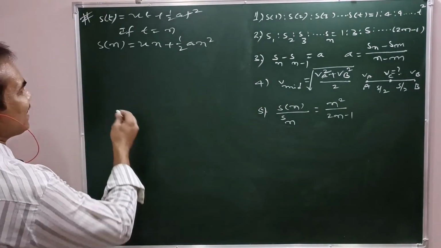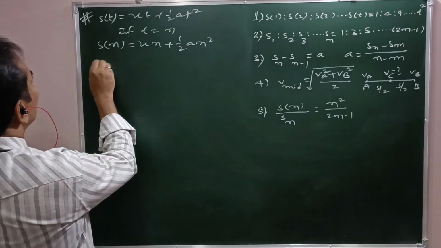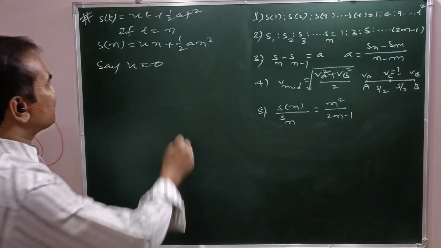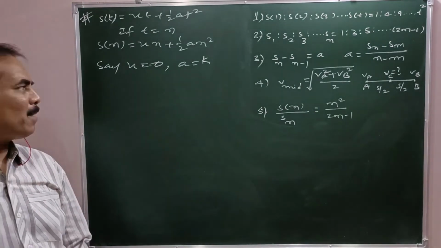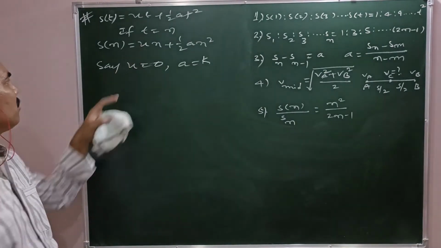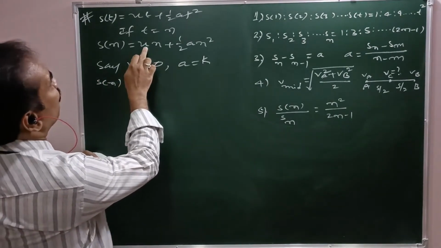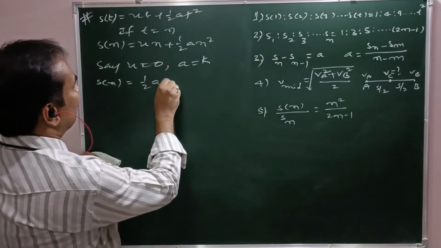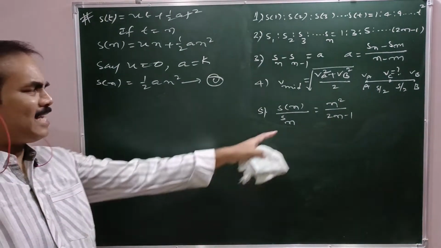Now what about S of n? Suppose u equal 0, a is constant. U equal 0 and a is constant means particle starts from rest. Starts from rest means take u equal 0. So therefore S of n equal to 0 plus something, so we are left with half a n square. Right?